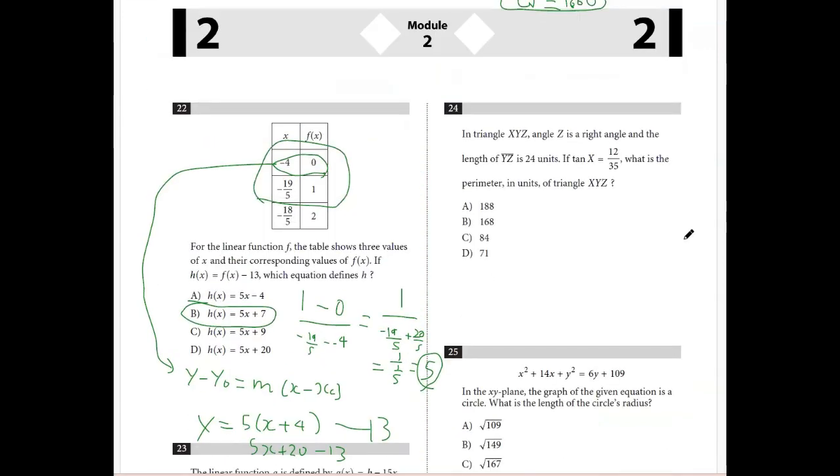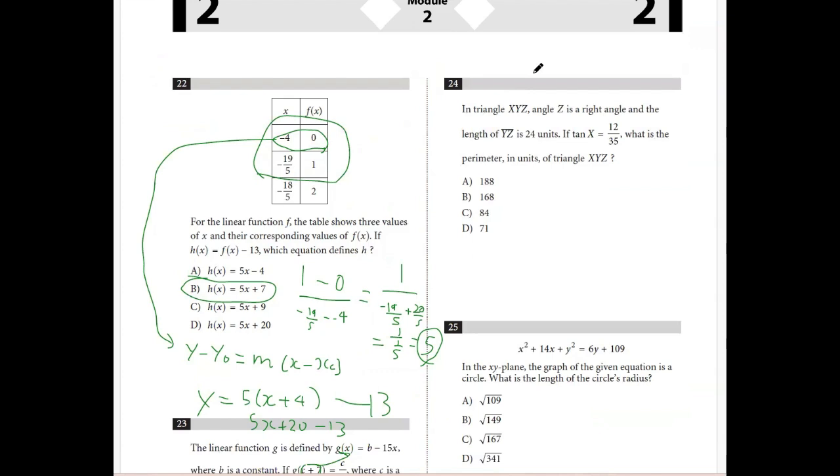Okay, question 24. Another geometry problem. In the triangle XYZ, angle Z is a right angle and the length of YZ is 24 units. If tan of X is 12 over 35, what is the perimeter, in units, of triangle XYZ? Okay, let's draw out this big right triangle. Z is a right angle. X, Y, hypotenuse. Oh, sorry.